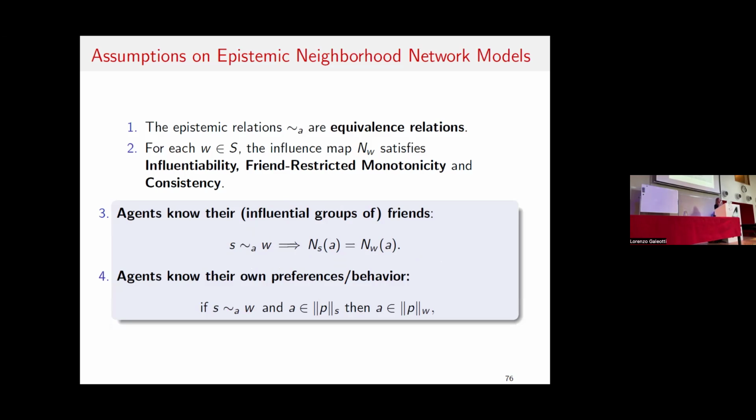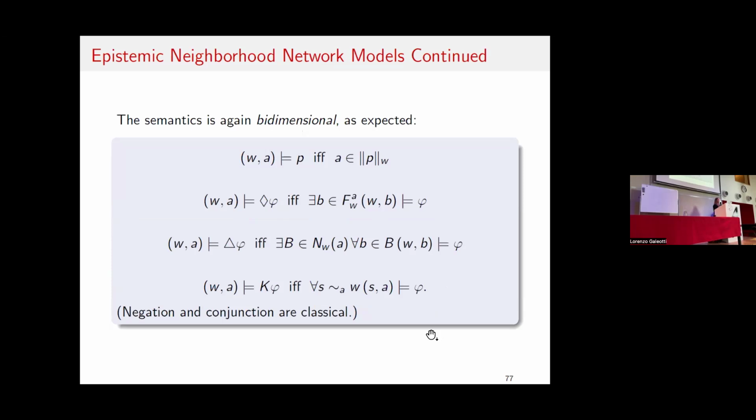If you don't want to model situations in which that is the case, of course, then you can change that condition. Another reasonable requirement would be to say that agents know their own feature, their own property, their own behavior. So for two worlds that are indistinguishable for an agent A, if she adopts property P herself, or she has red shoes in world S, then we also want her to have red shoes in world W, if she cannot distinguish between them.